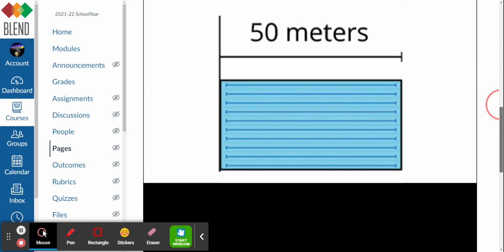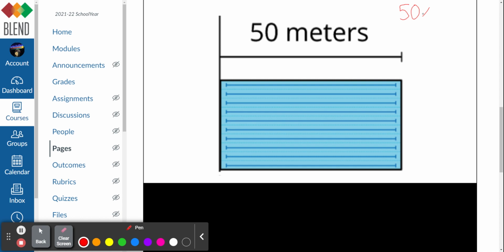So how many centimeters are in this pool if it's 50 meters? Remember, 1 meter is 100 centimeters. So let's figure out how many centimeters. You take 50, you multiply it by the amount of centimeters in a meter, which is 100. So 5 times 1 is 5. 1, 2, 3 zeros. So that's 5,000 centimeters.